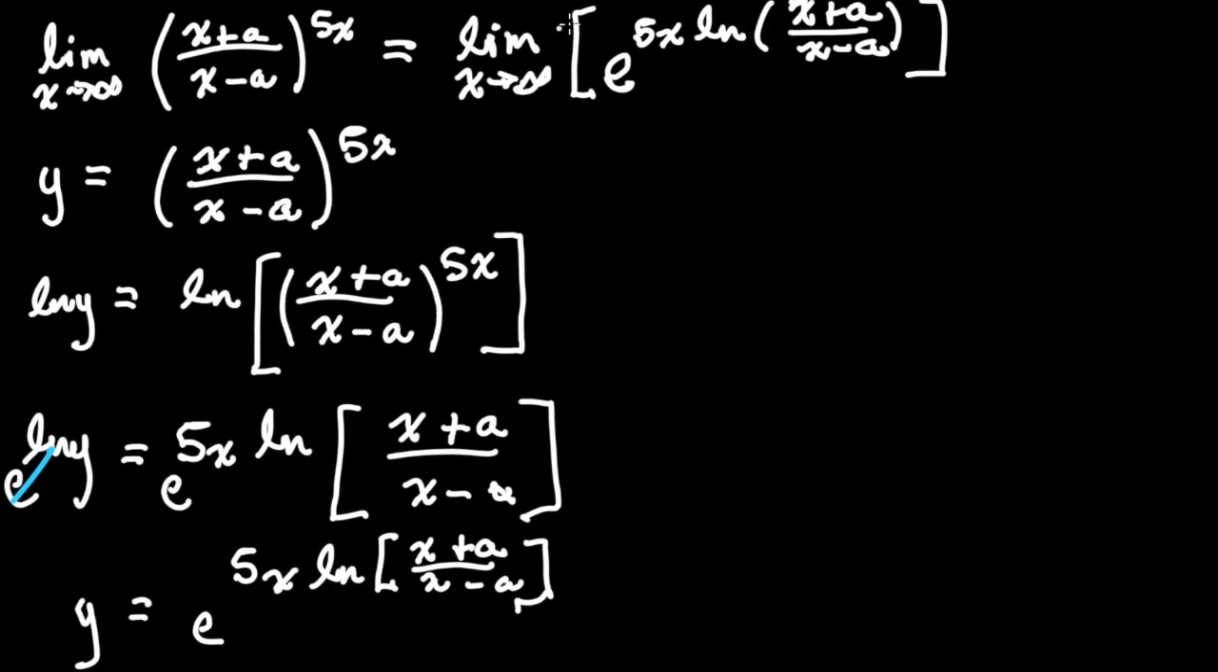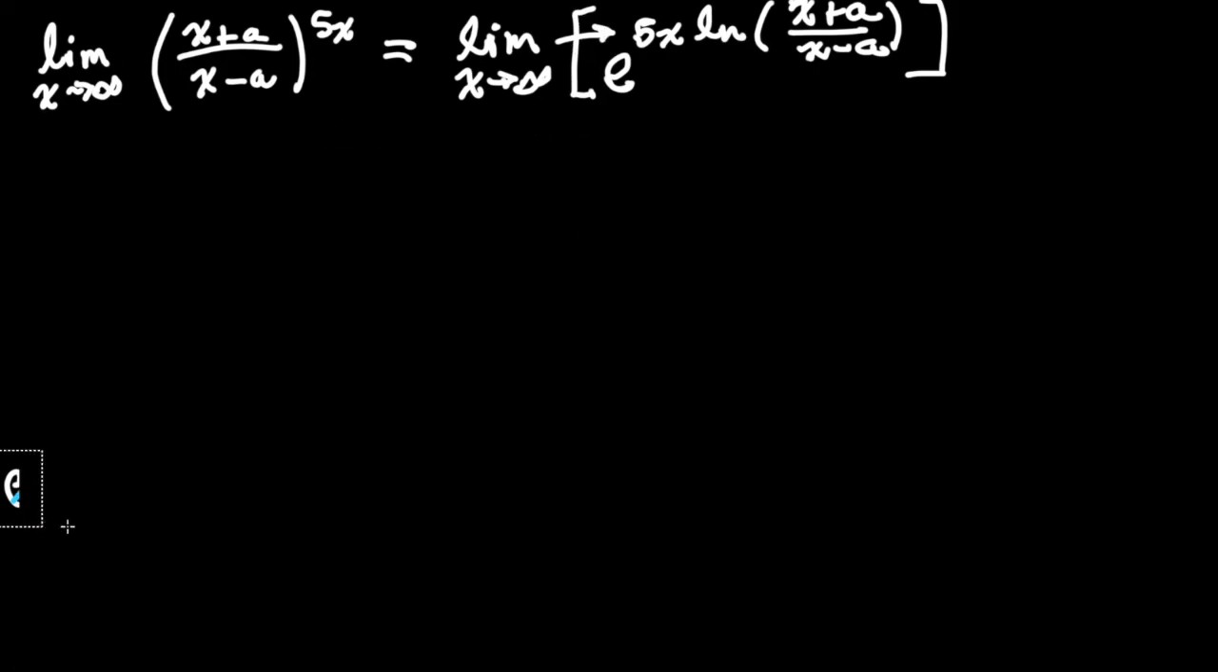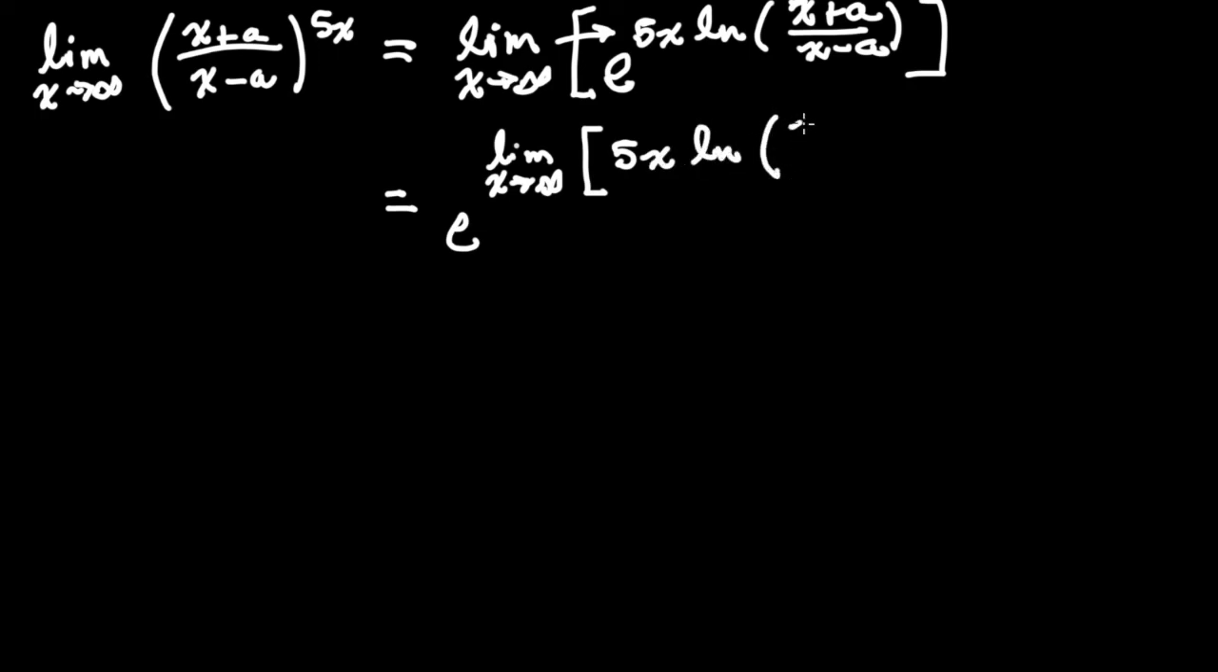Okay, and then our next step is to move this limit into the exponent position, and I'm just going to clear up the board a little bit here. And so we're also going to have this equal to e to the limit as x goes to infinity of 5x ln of (x plus a) over (x minus a).